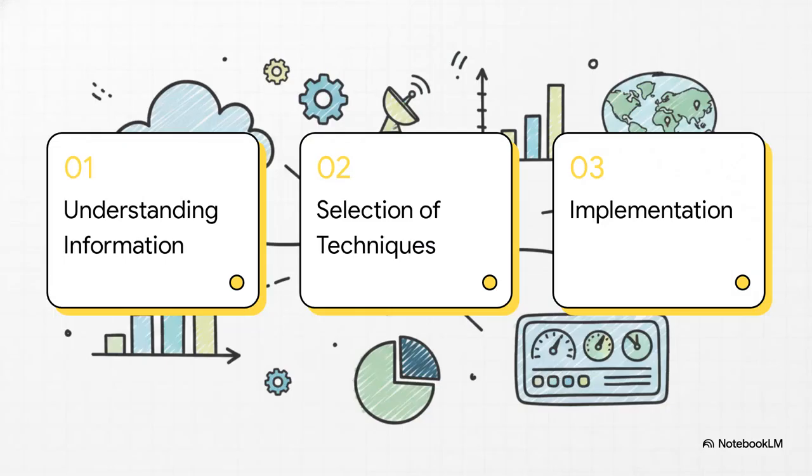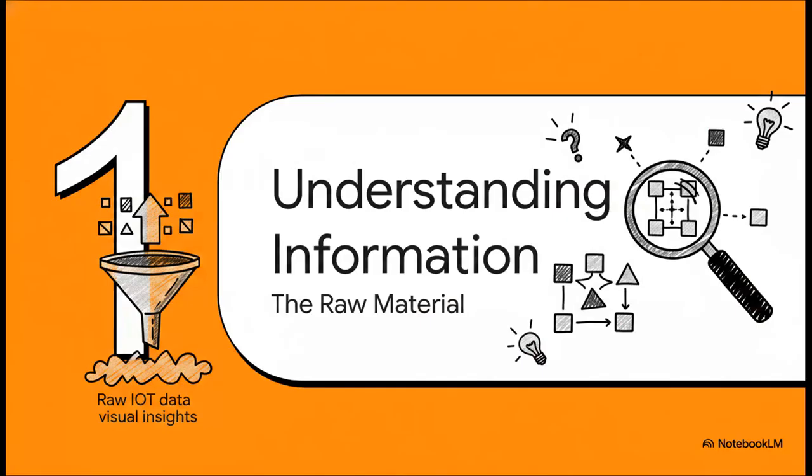So to get us from that giant wall of text to actual, clear insight, we'll be following a systematic 3-step methodology outlined in the chapter today. Section 1 covers understanding information, Section 2 is the selection of techniques, and Section 3 is implementation. Okay, let's jump right into Step 1, understanding information.